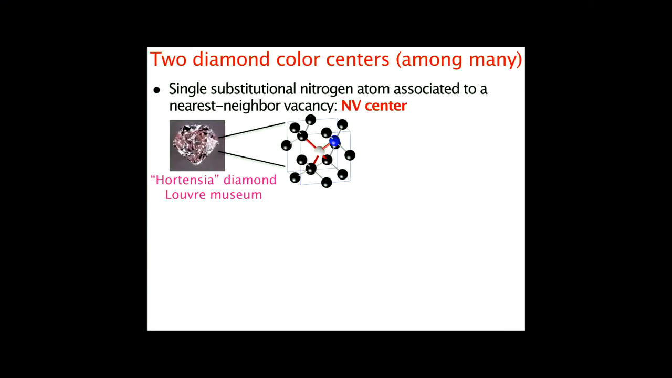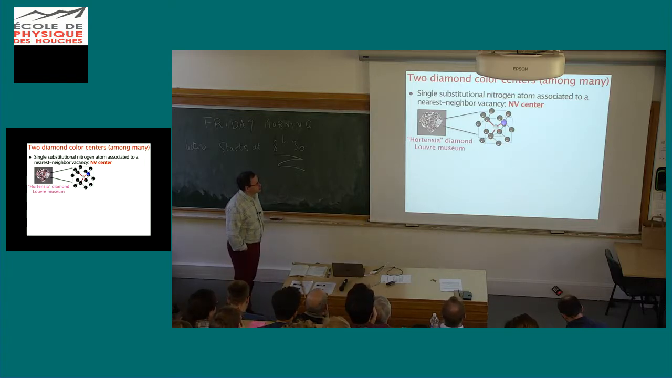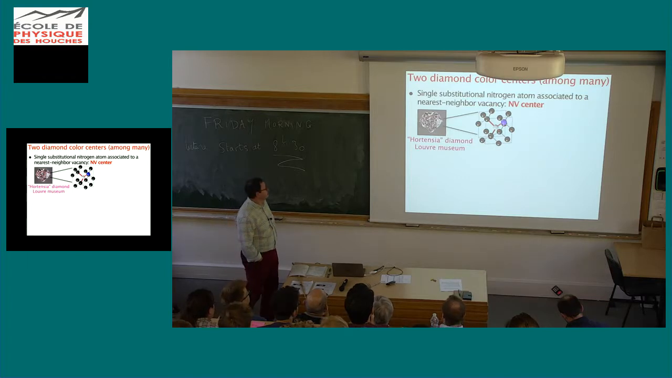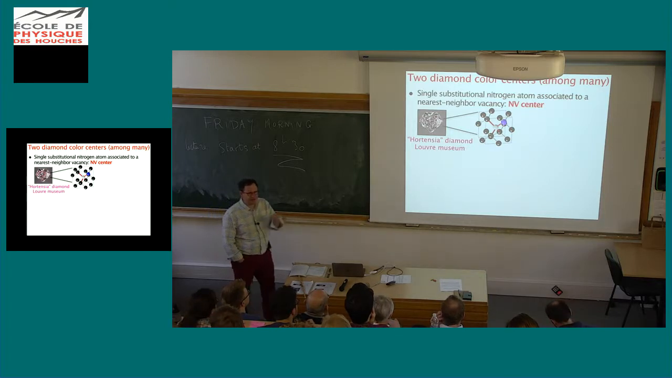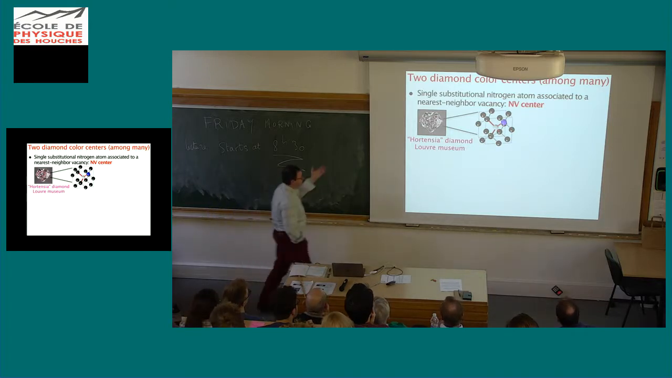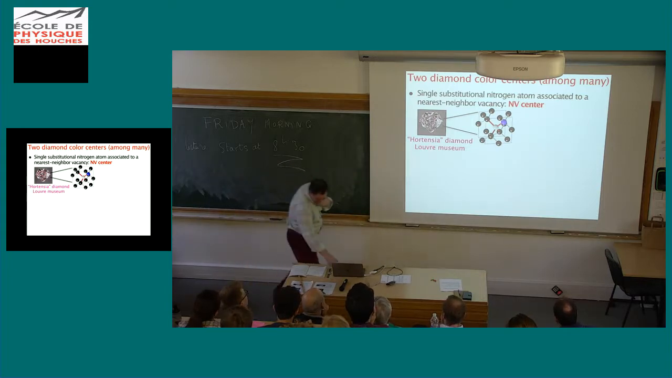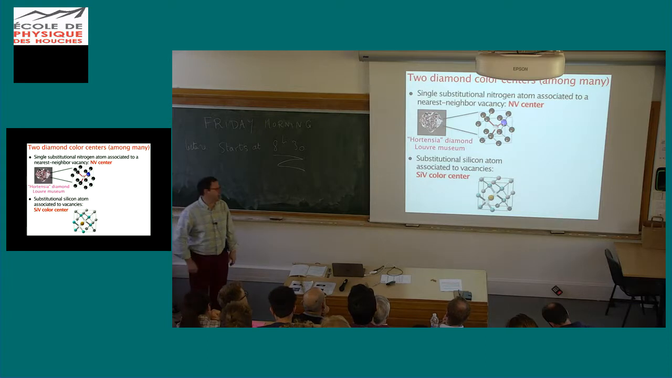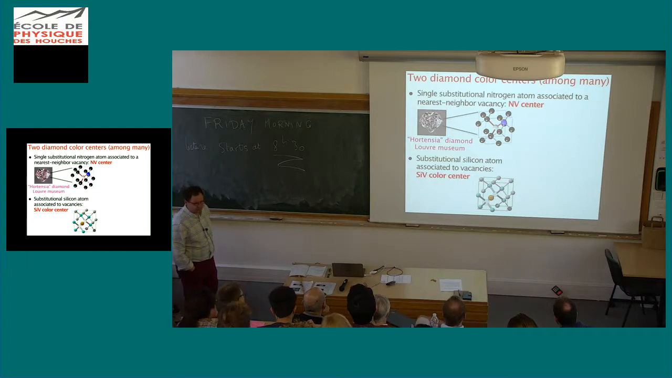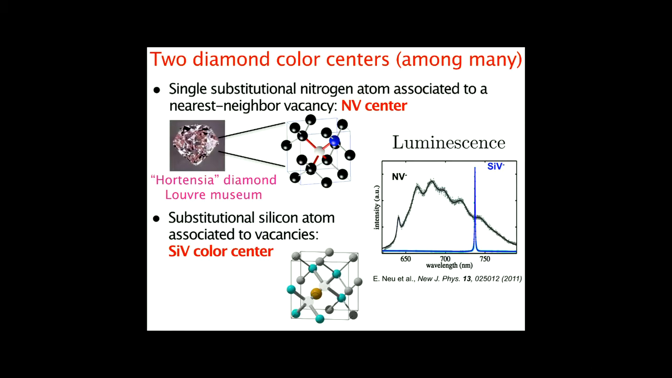If we look first at the NV center, it consists of a single substitutional nitrogen atom, which is bonded to a nearest neighbor vacancy. And in high concentration, it gives diamond a very nice pinkish color, like, for instance, this famous crystal in the Louvre Museum. Another defect, which was found in man-made diamonds, is the silicon vacancy center, which consists of a silicon atom associated to vacancies. And if you look at their luminescence properties, you immediately see some striking differences.